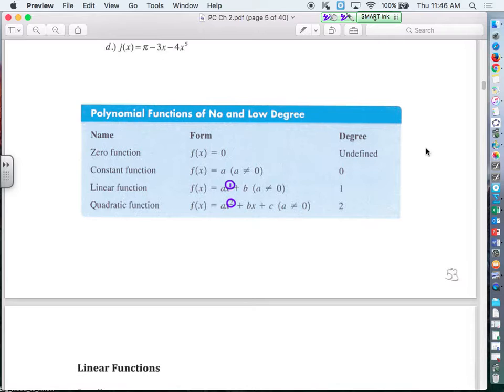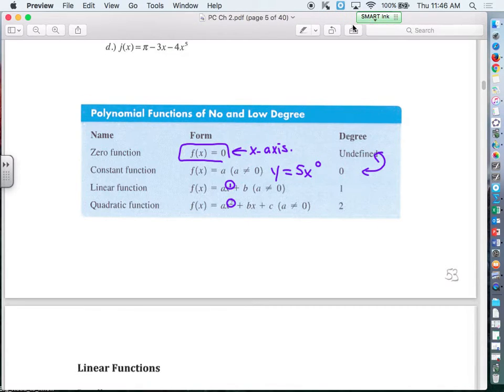Constant function, that's just y equals a number. It's not 0, so like maybe y equals 5, f of x equals 5. The degree for that would be degree 0. If you want to think of that as having an x with it, it would be x to the 0 power, which is 1. And then y equals 0, which is just the x-axis. They say that for that one, the degree is undefined. Just sort of differentiate between these two situations.